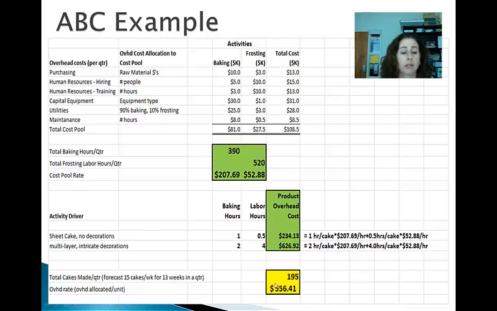So let's go down here to the bottom and look at total cakes made and how we would allocate this overhead based on a traditional method, which is what we've done over the last couple of weeks, right?